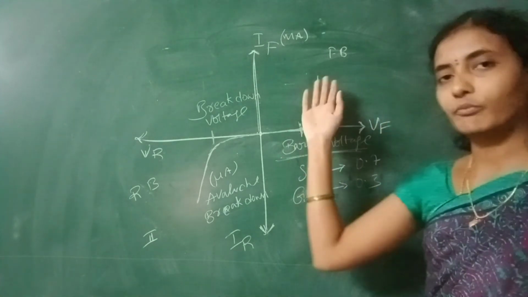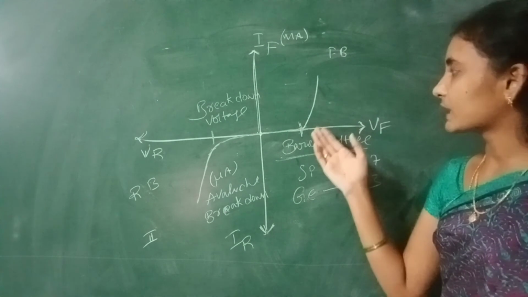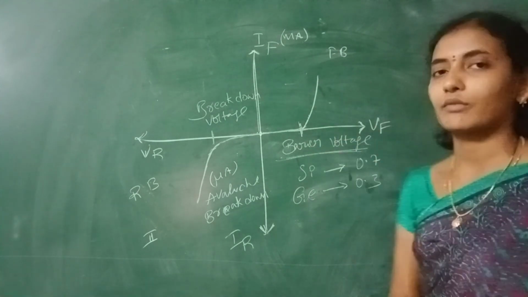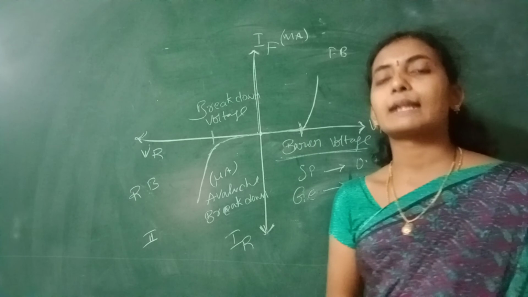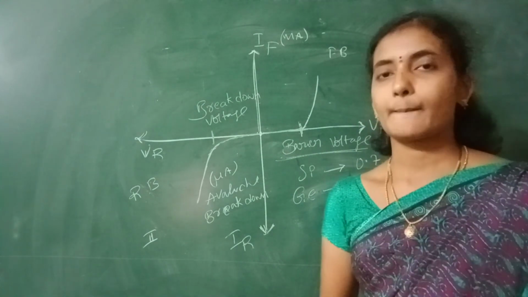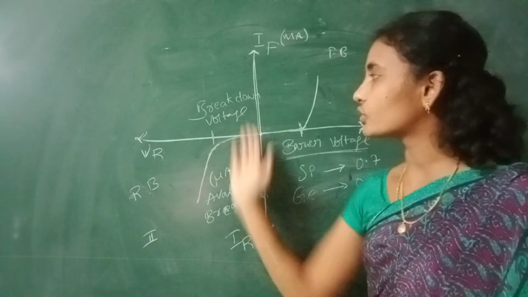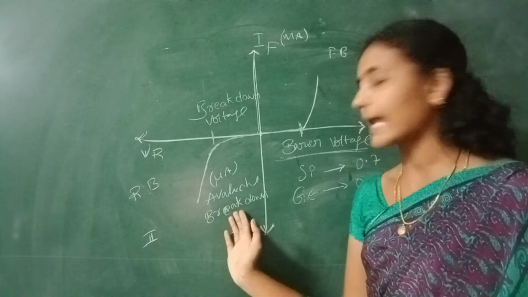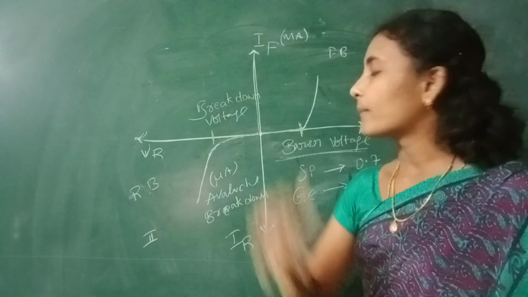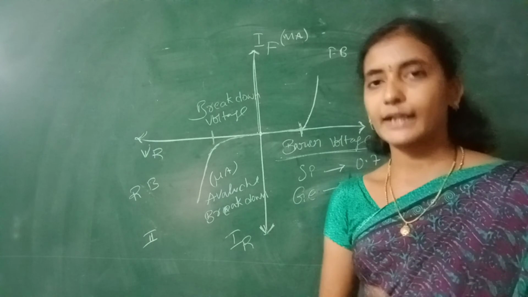So in the VI characteristics, we can observe three parameters: one parameter in forward bias and two parameters in reverse bias. The first parameter in forward bias is the barrier voltage, the minimum voltage for the diode to produce current. In reverse bias we can observe two parameters, breakdown voltage and avalanche breakdown.